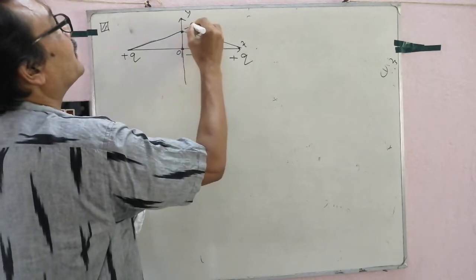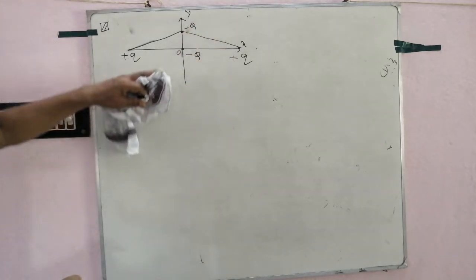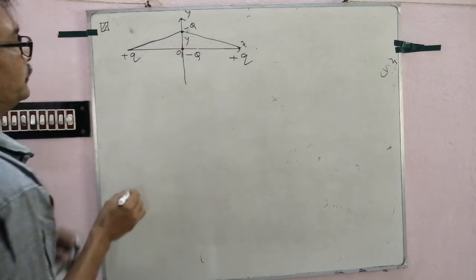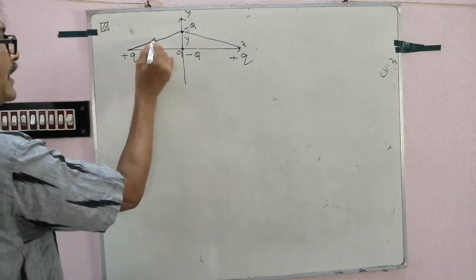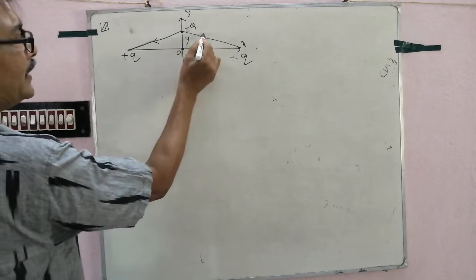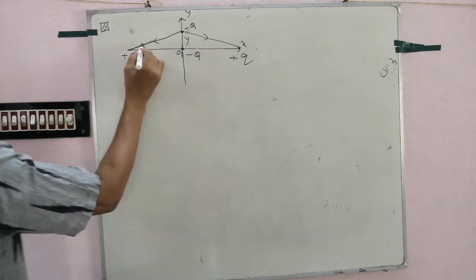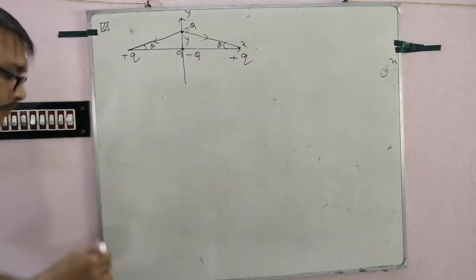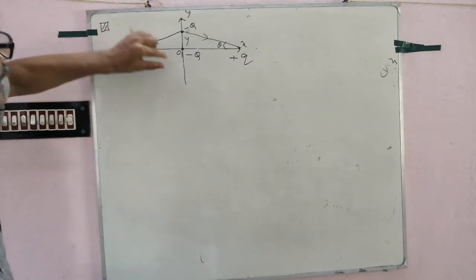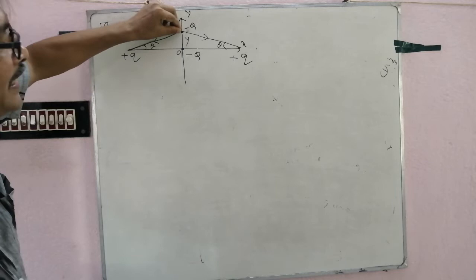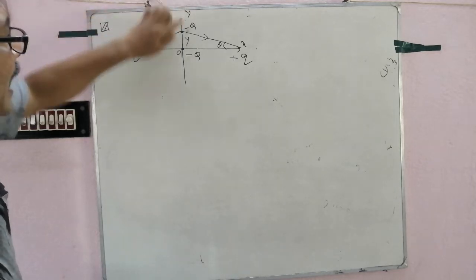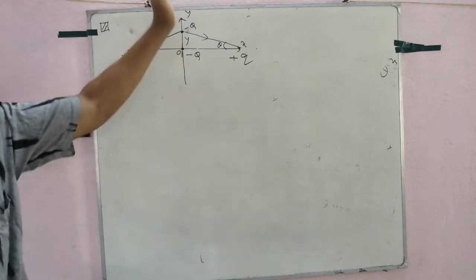This minus charge here, we place it at a distance y from O. Due to the attractive forces in this way and in this way, this is theta, this is also theta. If we displace the charge here and release, then it will oscillate along the y-axis.